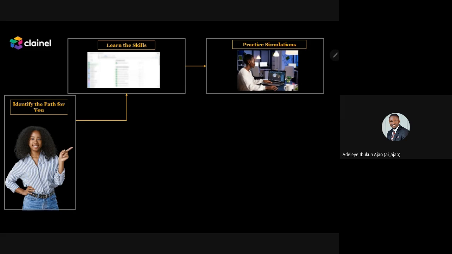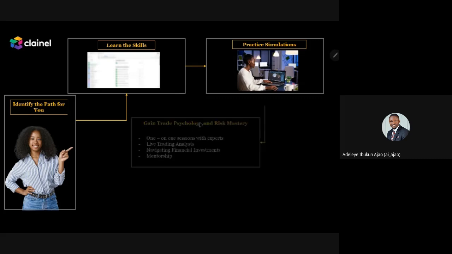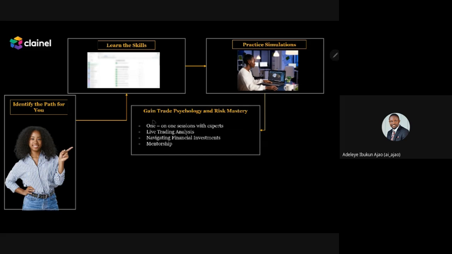No, that is why we have practicing simulations. But while practicing simulations, you also have to apply proper risk management. So now, after that, like I discussed, you gain trade psychology, and you gain risk mastery, because risk mastery is very important when it comes to trading digital assets. You have to have a plan. You don't just jump right in.